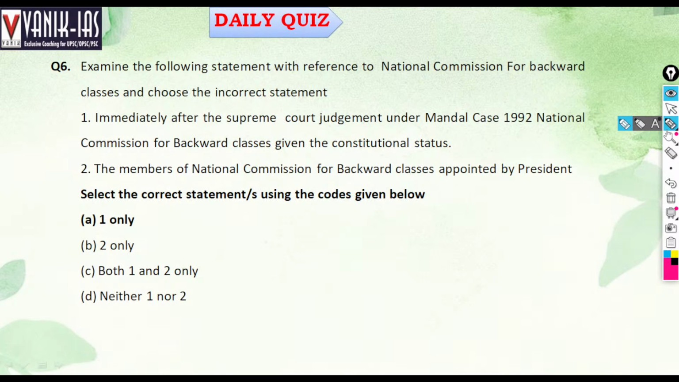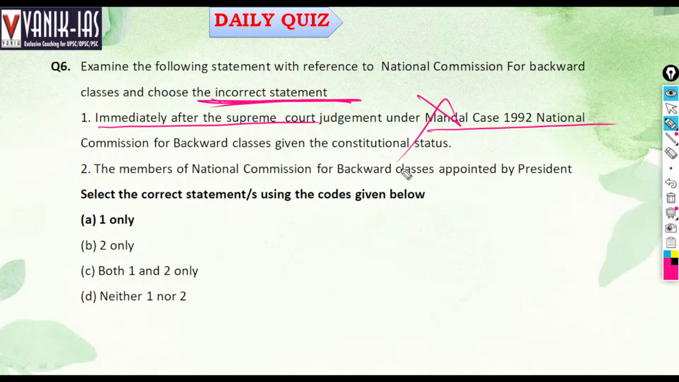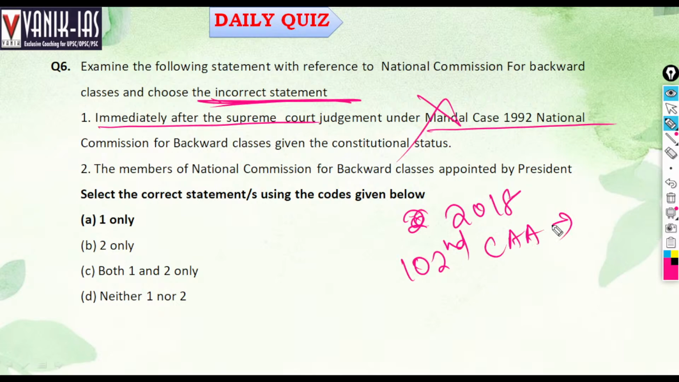Examine the statements on the National Commission for Backward Classes. Choose the incorrect statement. Immediately after the Supreme Court judgment under Mandal Commission 1992, it was created. No, this is wrong, not immediately, it took too long. It was constituted in 2018, by the 102nd Constitutional Amendment Act. Earlier, it was a statutory body under the Ministry of Social Justice and Empowerment.